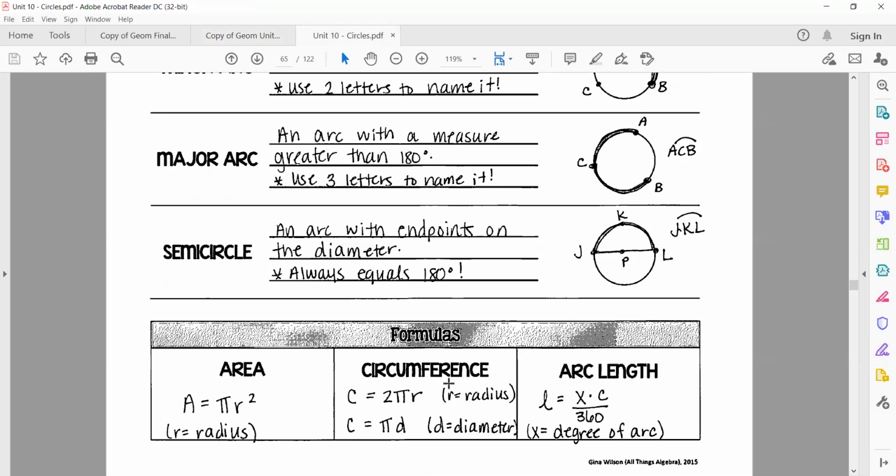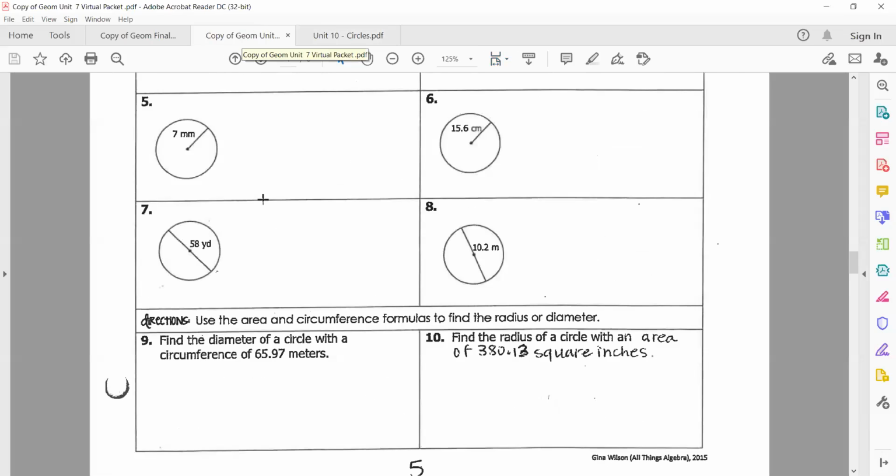Yeah. In this case, they gave us the circumference, so I would set this up: circumference equals pi times the diameter. Okay. So what's the circumference? What was the number that they gave? 67.59 or something. I don't remember. Yeah, let me go back and look at it. 65.97. Okay.